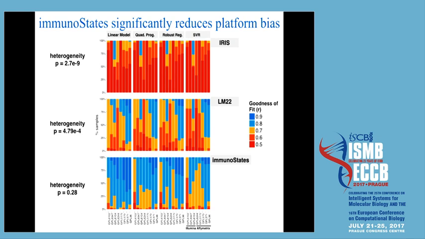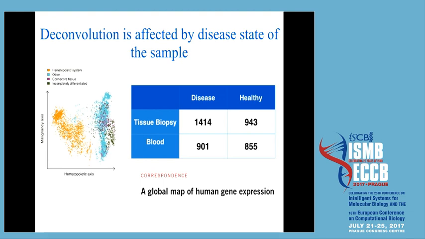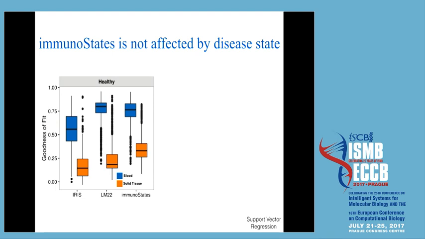So that's one side of the coin, the technical heterogeneity. What about biological heterogeneity? Well, we decided to ask whether the disease state of the sample affected the accuracy of the deconvolution. And to answer this question, we used a publicly available gene expression compendium that collects samples from either healthy or disease-affected individuals. And these samples can be either blood or blood-derived or from a tissue biopsy. And we perform a very simple analysis. So starting from healthy samples, we did the deconvolution, and we look at the distribution of goodness of fit in blood-derived samples and solid tissue biopsies.